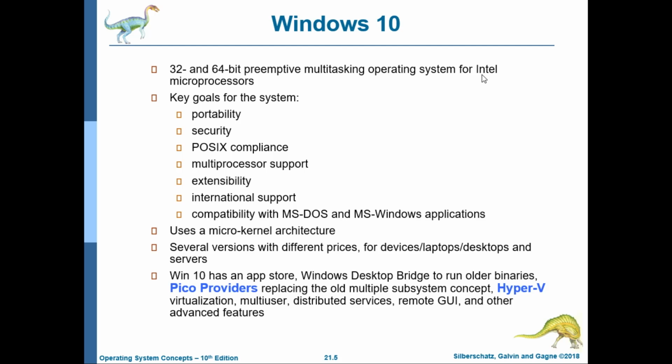Windows 8 and Windows 10, we have single language versions. The prices depend upon whether you have a professional version of Windows. For example, Windows 10 Pro is more expensive than Windows 10 Home. So we have different versions depending on the needs of the user. Windows 10 also has an app store. It actually started with Windows 8, and then Windows 10 has already adapted the app store.